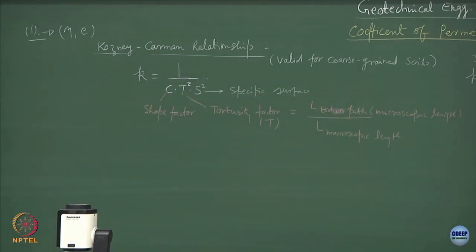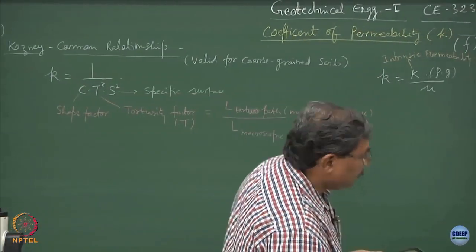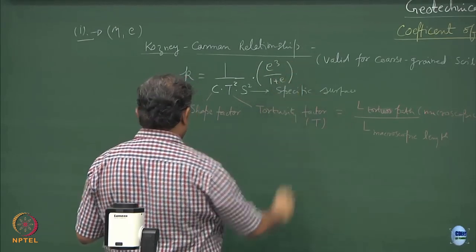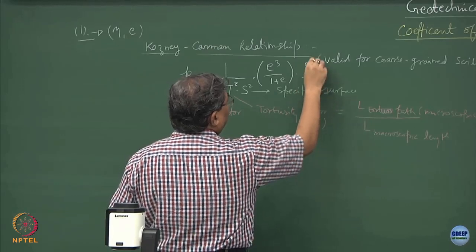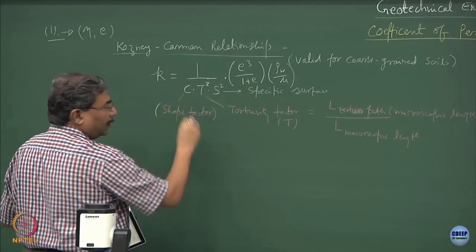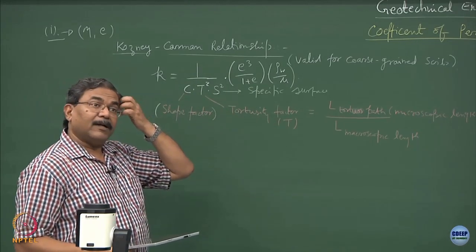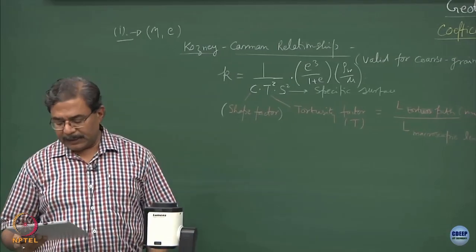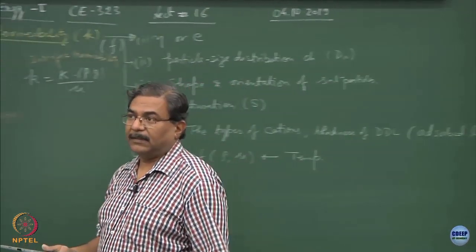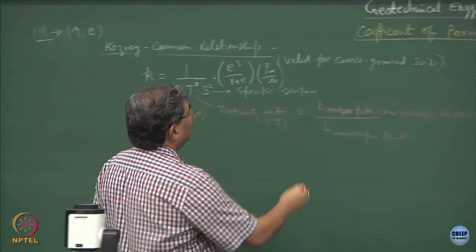I hope now you can realize this is not going to be easy to determine these coefficients. These parameters can be obtained with the help of advanced instrumentation. So, this is e cubed over 1 plus e multiplied by the density of water upon viscosity of water. The best way to find out shape factor would be laser microscopy. You can define the term that how the shape looks like. Tortuosity factor is a very difficult parameter to determine unless you go for some advanced instrumentation scheme like CT scanning, all right, or 4D x-rays. These are the techniques which are being used nowadays. This equation is normally not utilized for fine grained soils.